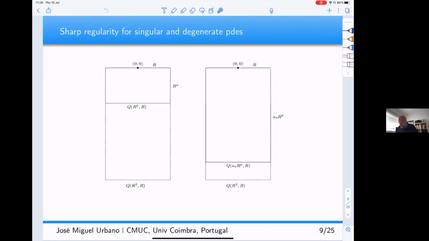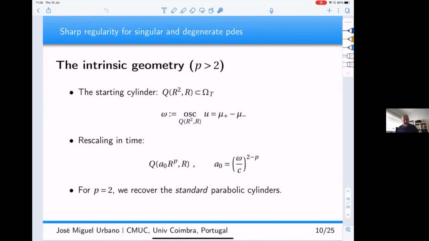So how do we implement this general idea? So we start with a cylinder. Okay, this is this big cylinder that we start with just to fix things. We measure the oscillation of a solution in this cylinder. Let's call it omega. So this is the difference between the supremum and the infimum. And then we do this rescaling. So we stretch the cylinders in time according to a constant that is defined in this way. So it's the oscillation of the solution divided by a constant to the power 2 minus p. So in principle, this is of course a large number because I'm talking about the case p greater than 2. So the oscillation is typically a small number. You divide it by something which is large, so this is even smaller, and then you take it to a power which is negative. So this is in principle, of course, a large number. So you are in fact stretching the cylinder.